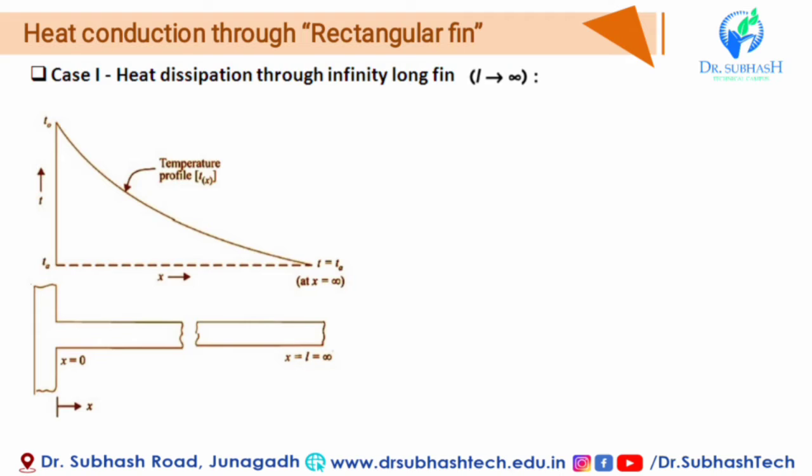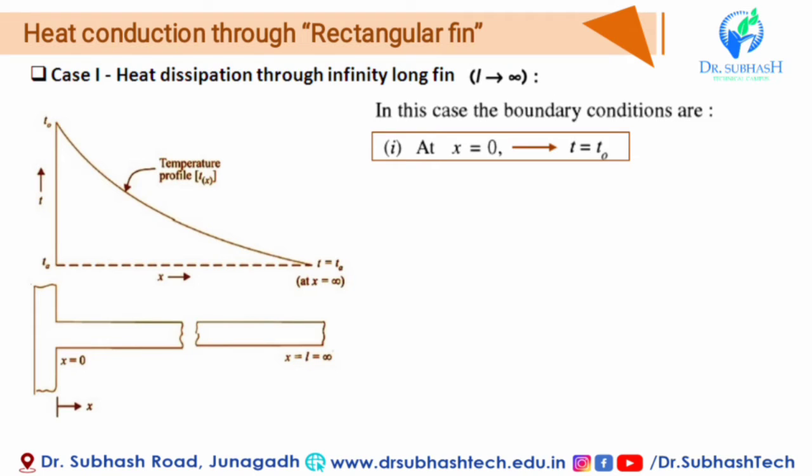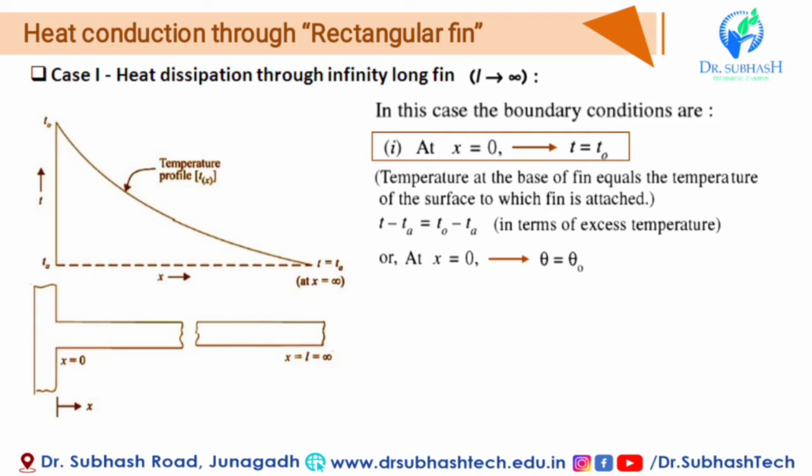As I said in the previous lecture, our first boundary condition is the same, that means at x is equal to 0, temperature T is equal to T0. Here T0 does not mean the temperature is 0, but we just denote the temperature at the base or root, so we are taking T0. It means the temperature at the base of the fin equals the temperature of the surface to which the fin is attached. So T minus Ta is equal to T0 minus Ta in terms of excess temperature, or we can say that at x is equal to 0, theta is equal to theta 0.